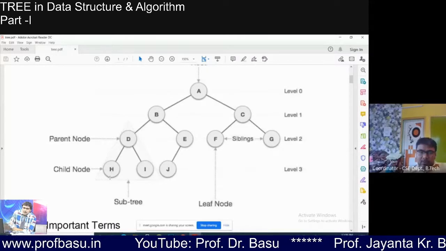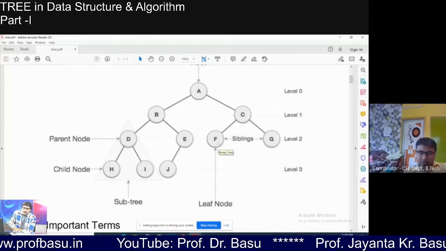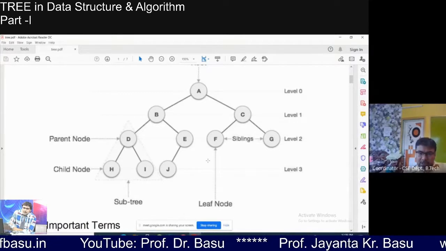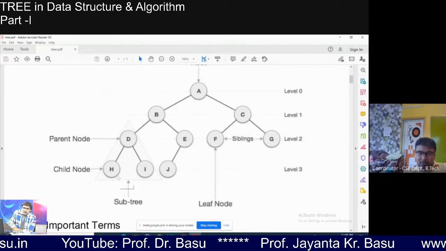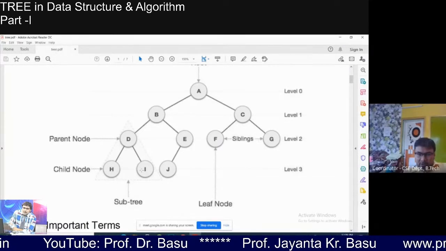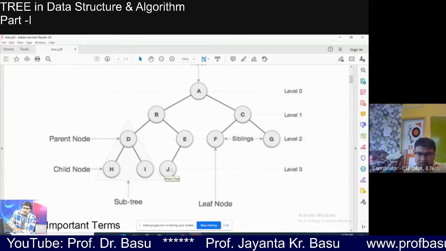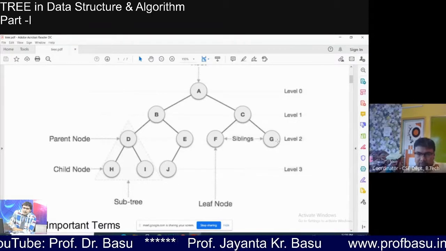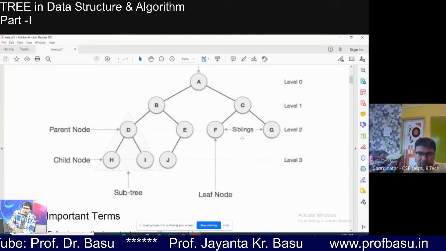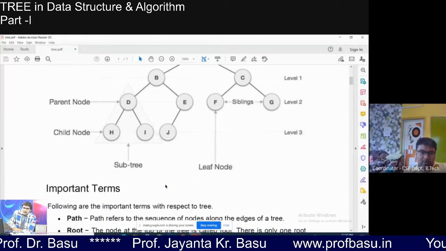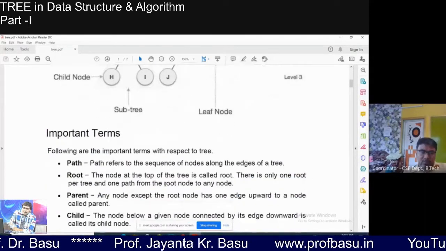So this is also a leaf and this is also a leaf. You can consider H, I, J, F, G, these are the leaves. But you can see that H, I, J are at a different level from F and G, right? So this is called a leaf node. Now I will give you these definitions. You can see the definitions are important terms.